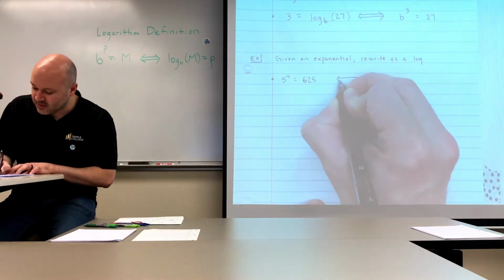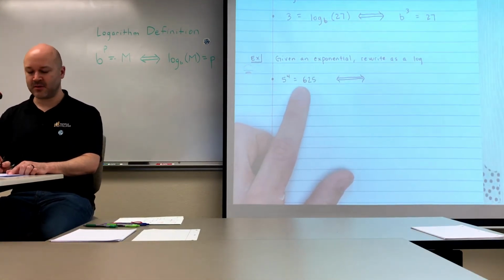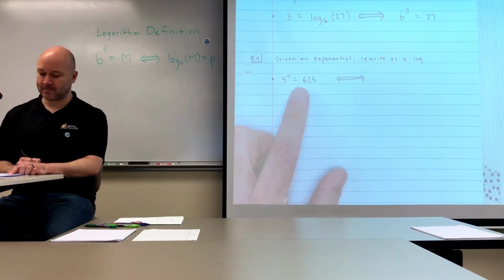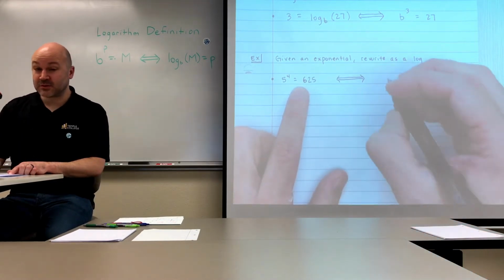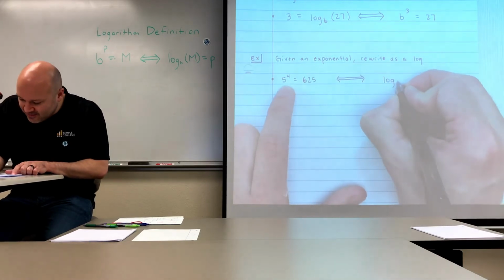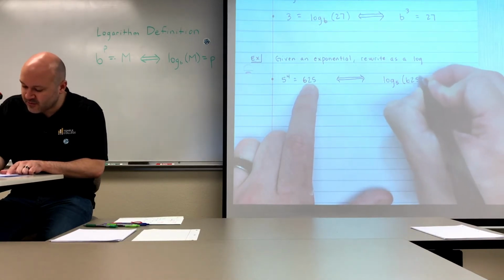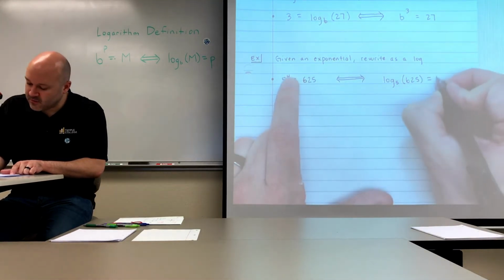So I have been given 5 to the 4th equals 625. That's a true statement. But I want that in logarithmic form. So I'm going to start off with log base 5 of 625, and that's equal to the power 4.